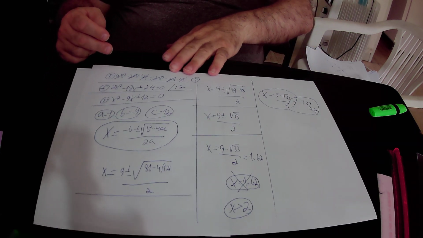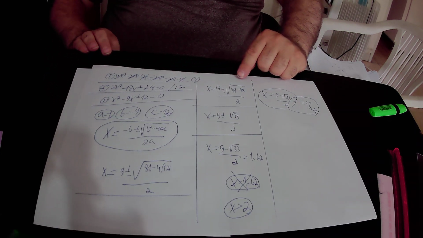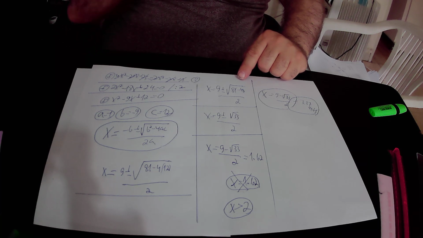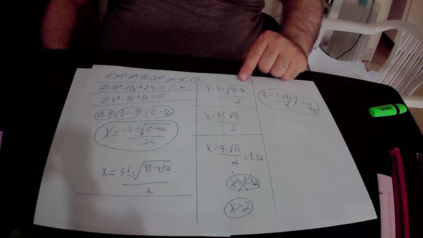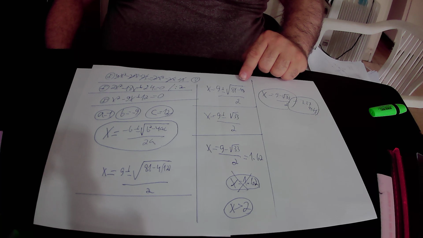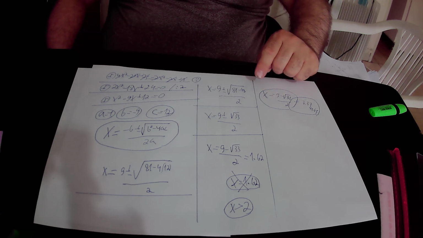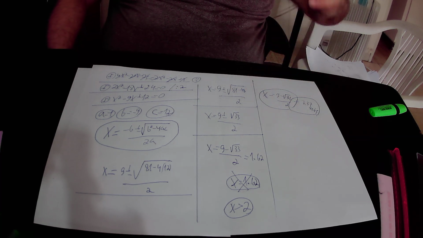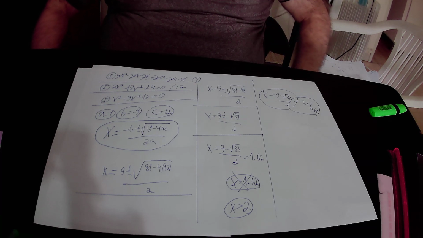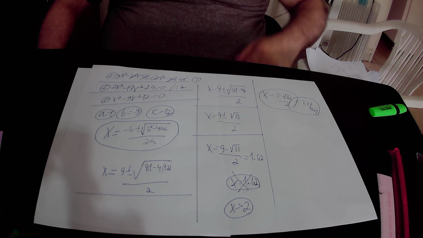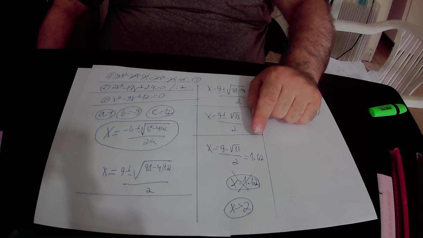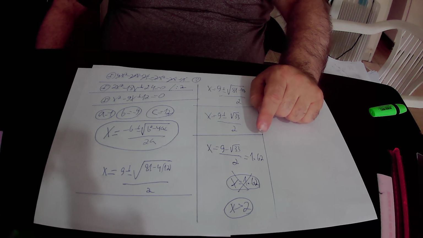So in conclusion, x equals 9 plus minus square root of 81 minus 4 times 12 is minus 48, divided by 2. So x equals 9 plus minus square root of 81 minus 48 is 33. So inside the root we left only 33 over 2. So here x equals 9 minus square root of 33 over 2.